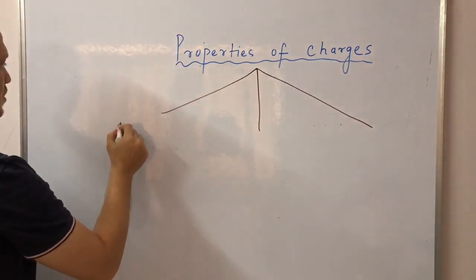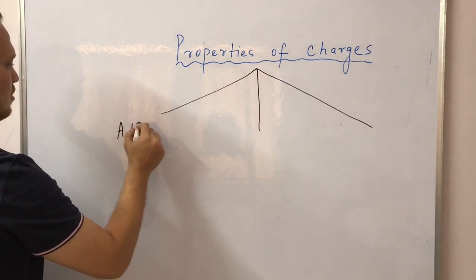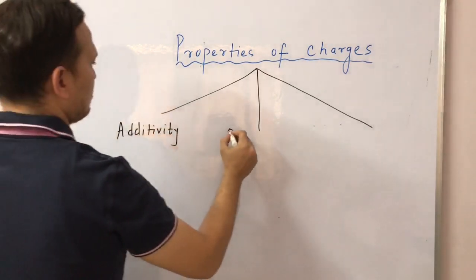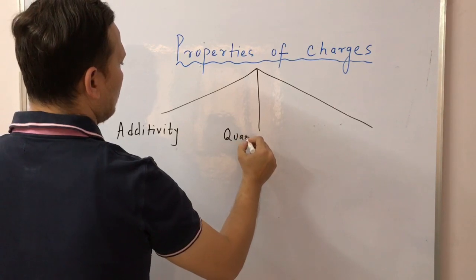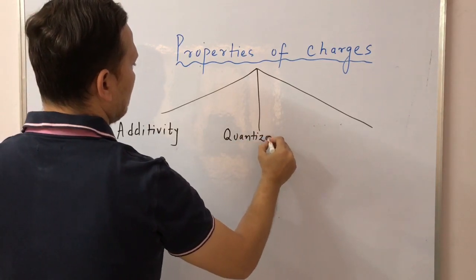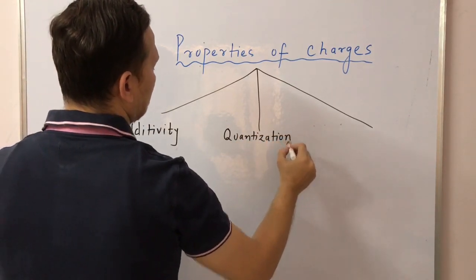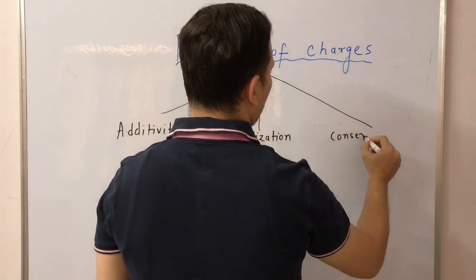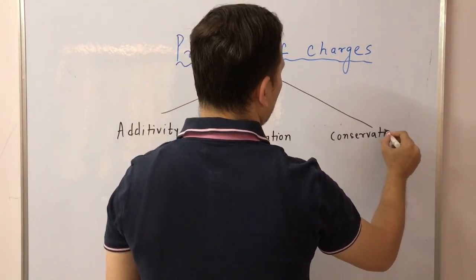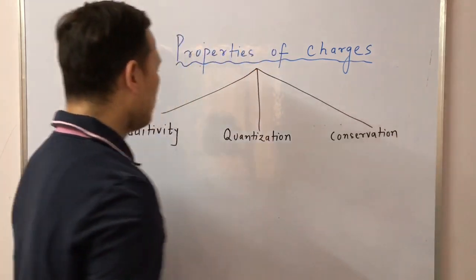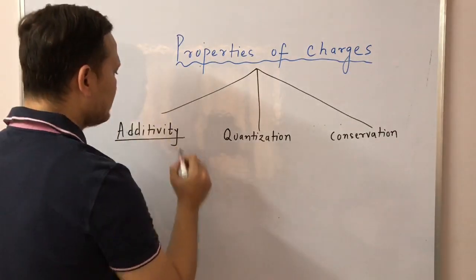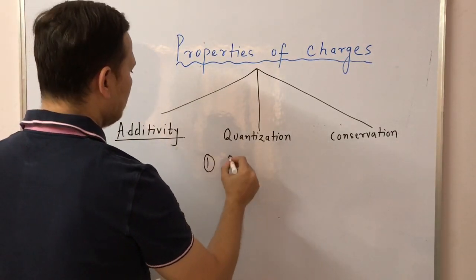The additivity, quantization, and the third one is conservation. Okay, so we'll see one by one each. Now the first one is additivity.